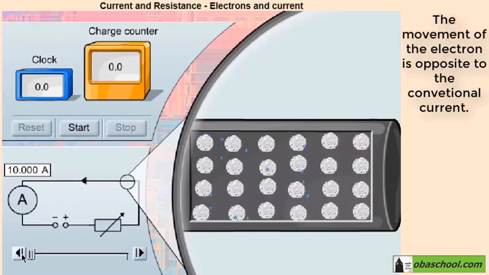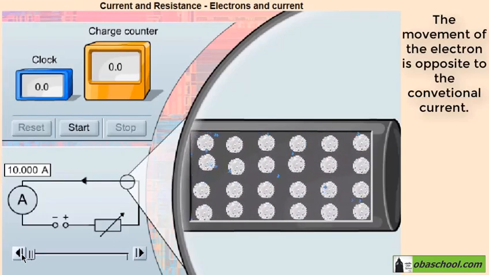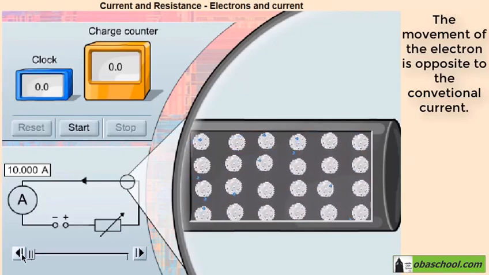So, the movement of the electrons is opposite to the conventional current. That's true.